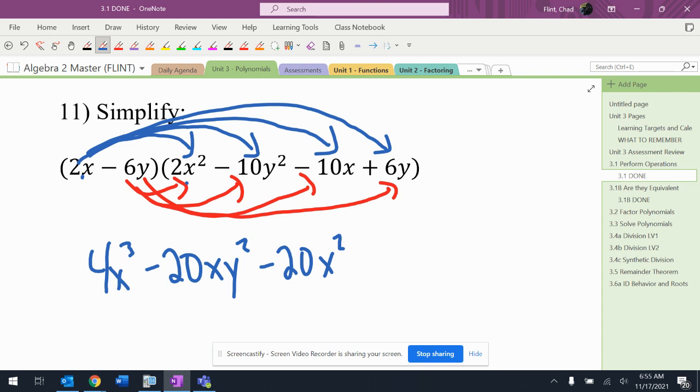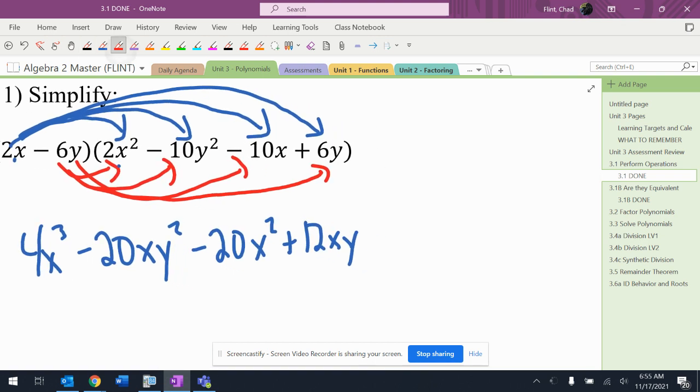2x times 6y plus 12xy. All right, so nothing's really different. I just have to be careful with the letters. Negative 6y times 2x squared is negative 12x squared y. Now I'm going to write the x first and the y second in all of these because alphabetical order makes it easier to look at them.